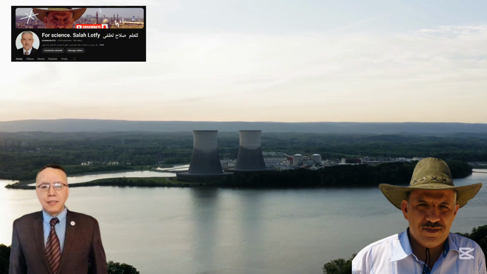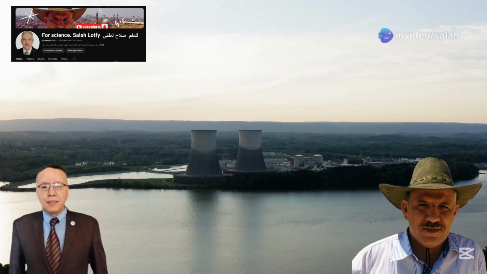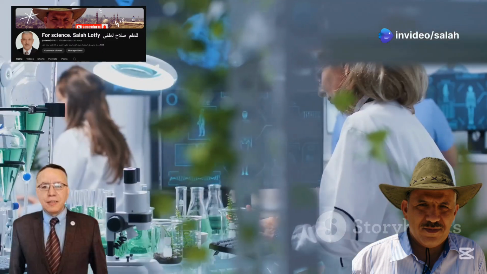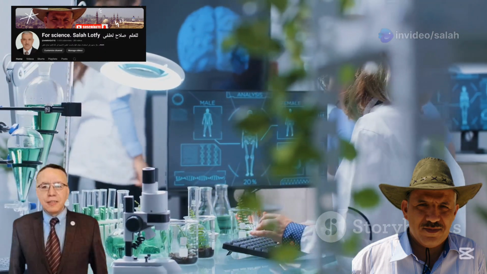Section 4. The Promise of Tomorrow. Fusion, the Holy Grail of Energy. While fission, the splitting of atoms, powers today's nuclear plants, scientists are striving to unlock the potential of fusion, the process that fuels the stars.